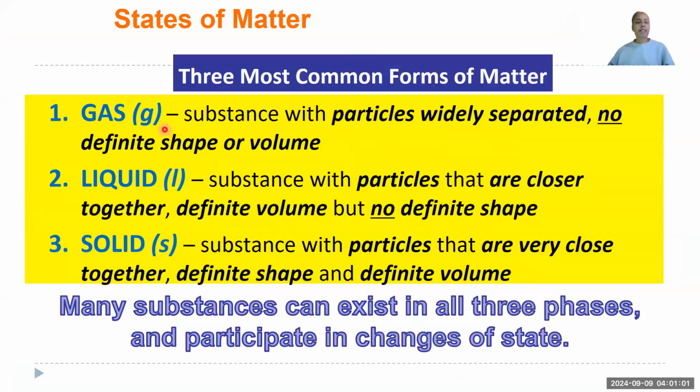So gases are particles that are widely separated. They don't have a definite volume or shape. They spread out to take up a whole container. A liquid is a substance that has particles that are close together. They have a definite volume, but no definite shape.